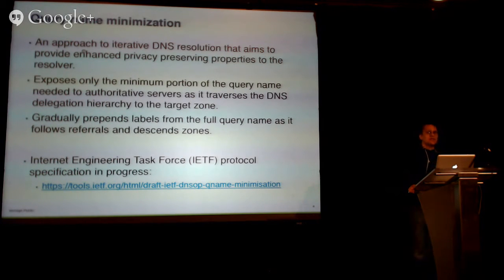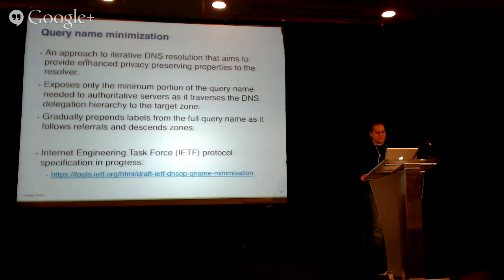So essentially, it is an approach to DNS resolution that aims to provide increased privacy preserving properties to the DNS resolver. And the way it does this is that the iterative resolver, when it makes outbound queries to the chain of authoritative DNS servers, doesn't send the full query name anymore. It strips it down, and essentially it sends only the minimum number of rightmost labels it needs to at each stage of the DNS authoritative server chain. And then as it receives responses and referrals, it gradually prepends additional labels to the query name and issues those queries to the next set of authoritative servers until it's formed the full query name.